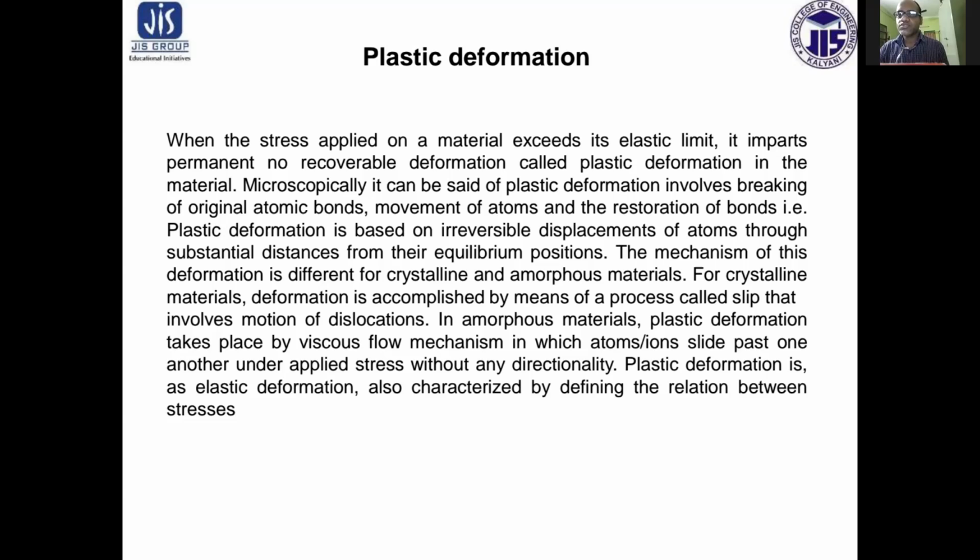The mechanism of this deformation is different for crystalline and amorphous materials. For crystalline materials, deformation is accomplished by means of a process called slip that involves motion of dislocations. In amorphous materials, plastic deformation takes place by viscous flow.